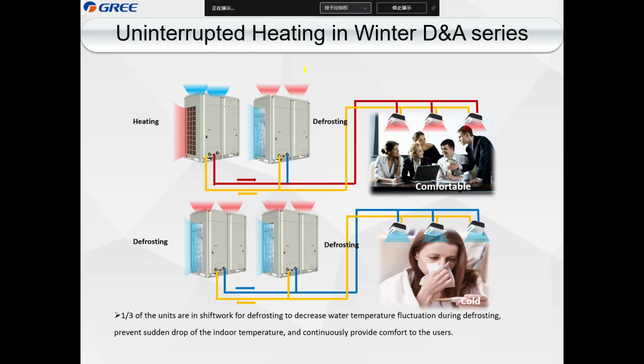Okay, next is uninterrupted heating in winter for D series, E series and A series. Because in one modular system we can permit a maximum of this part of the units in shift work for defrosting.